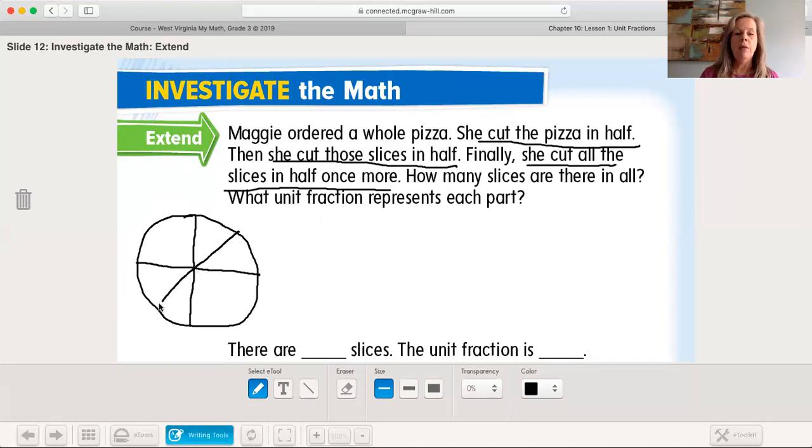So I could do that way, and I can do this way, almost like making an X. And I've divided them. How many parts? 1, 2, 3, 4, 5, 6, 7, 8. Did you get 8? And one unit fraction would be, one of these pieces would be 1 of 8. And that's called 1/8. Say 1/8. Good job.